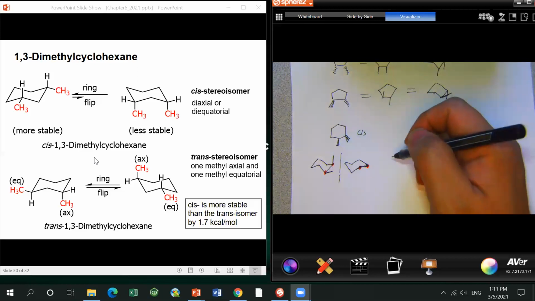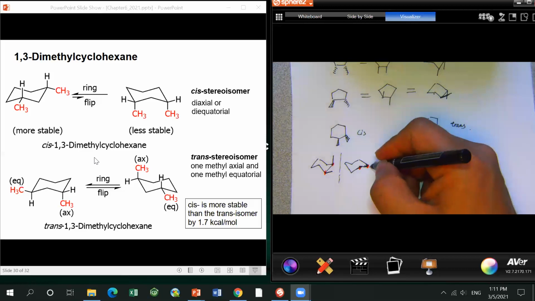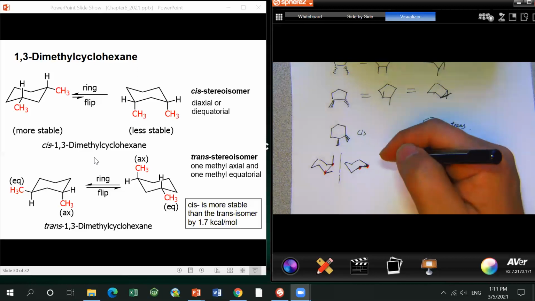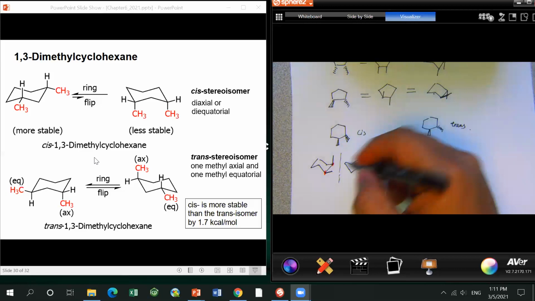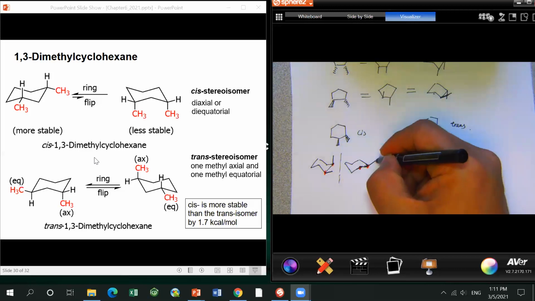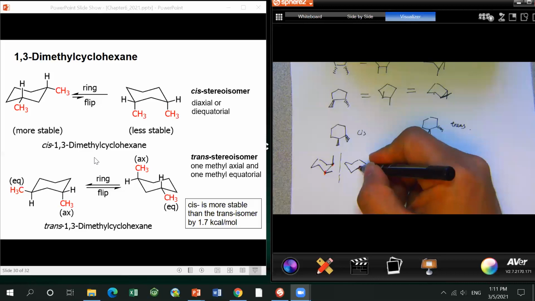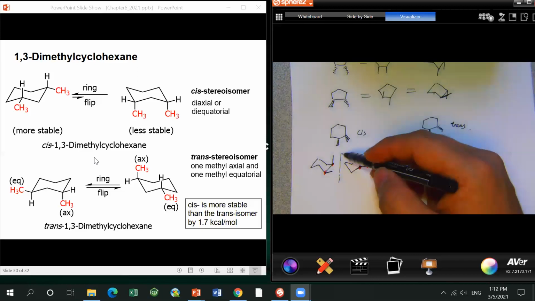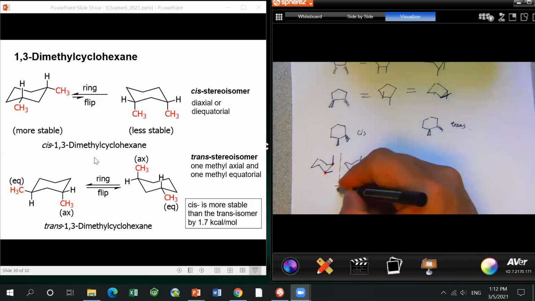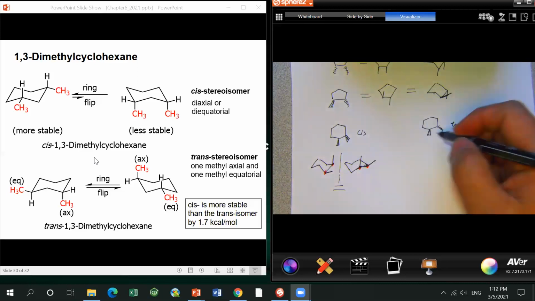When you do the ring flip, keep in mind what I showed you before: you change equatorial to axial and axial to equatorial, but you won't change up or down. So here, axial becomes equatorial but still points up, and here equatorial becomes axial, also pointing up. That's these two. If you analyze the energy, these two should be the same, because each has one equatorial and one axial.